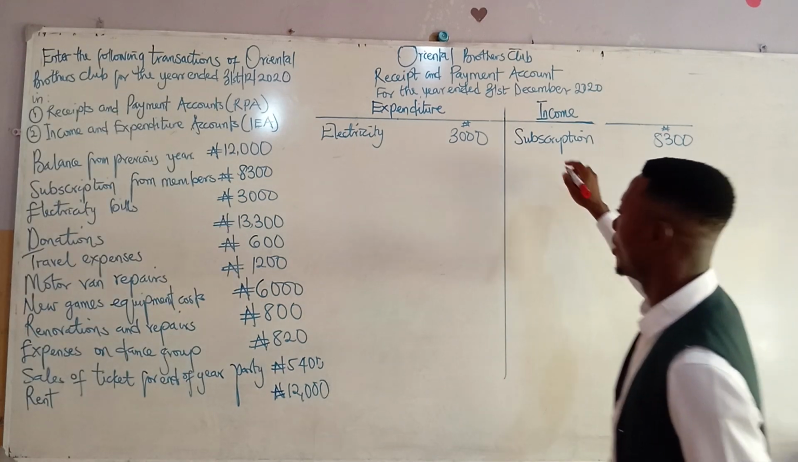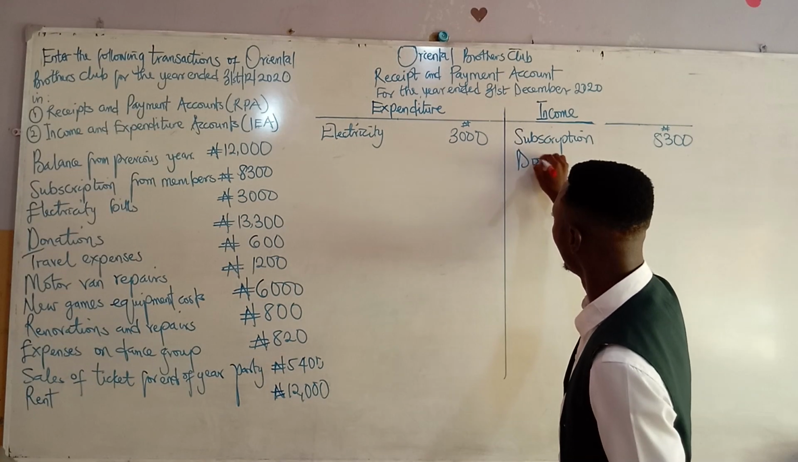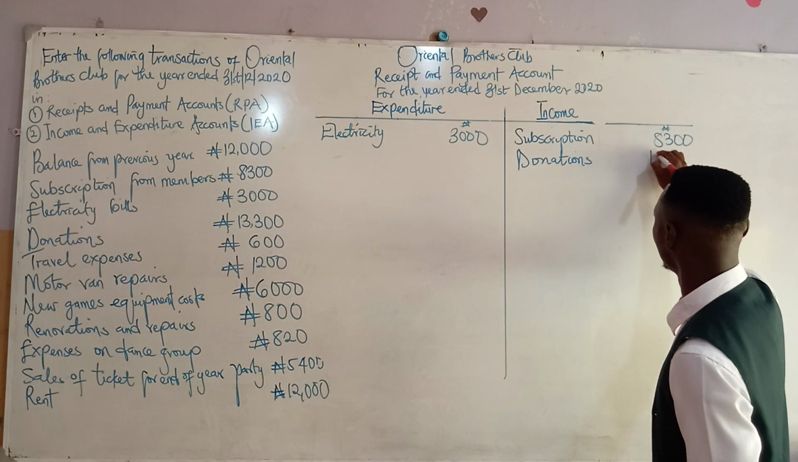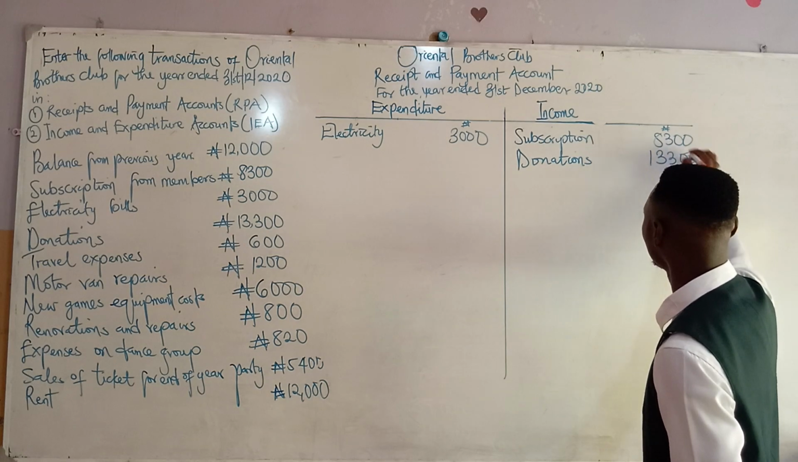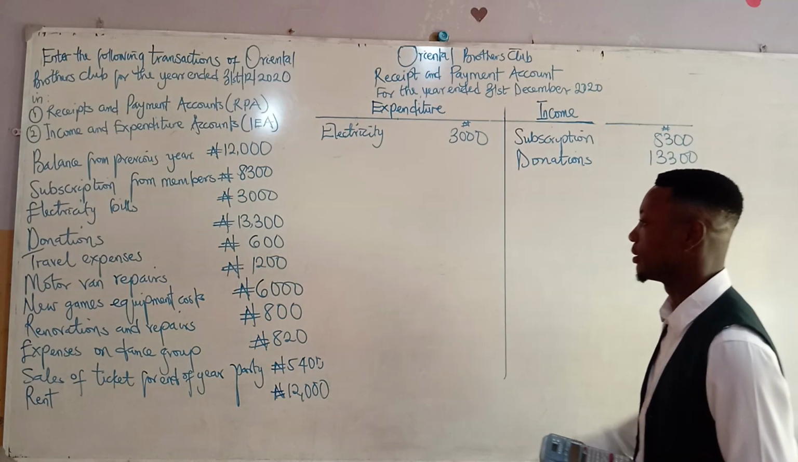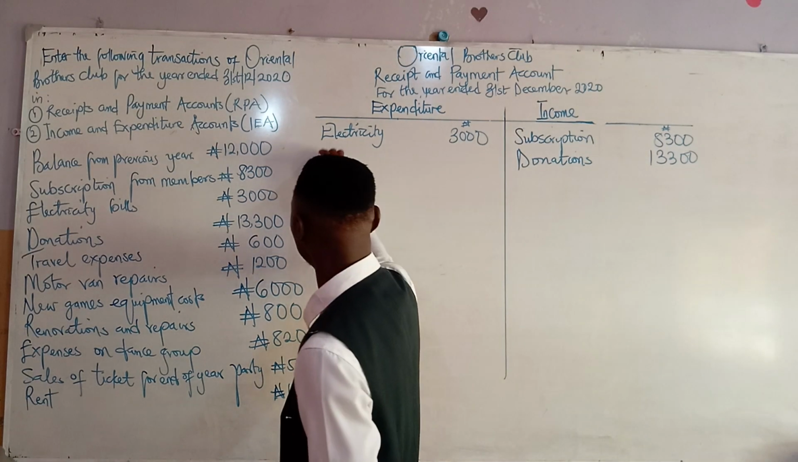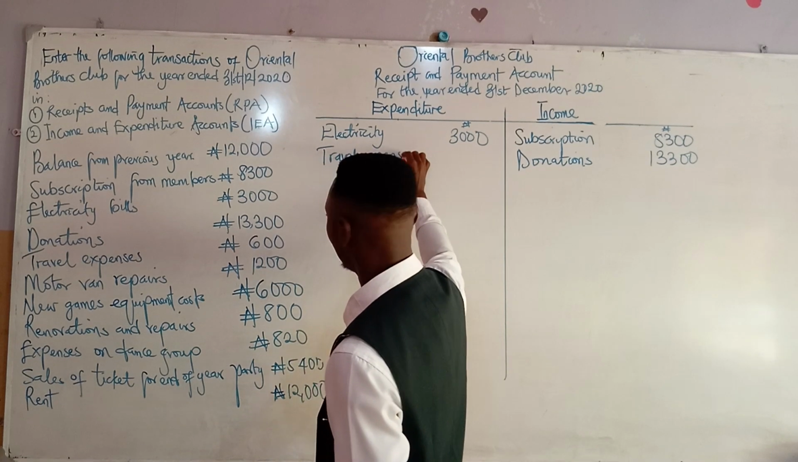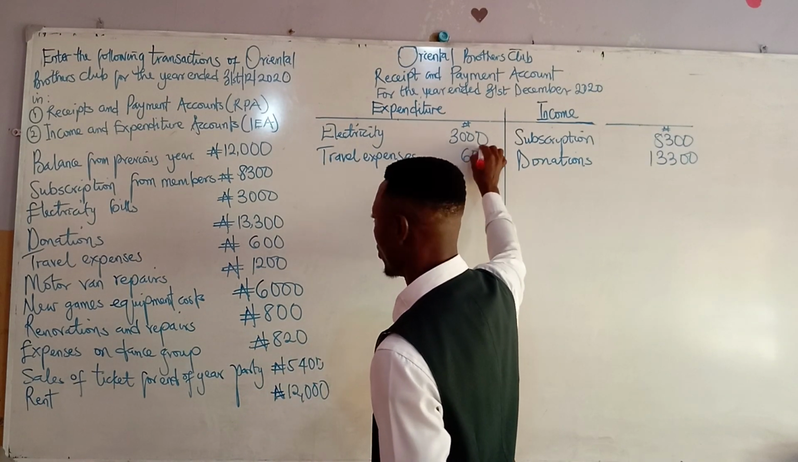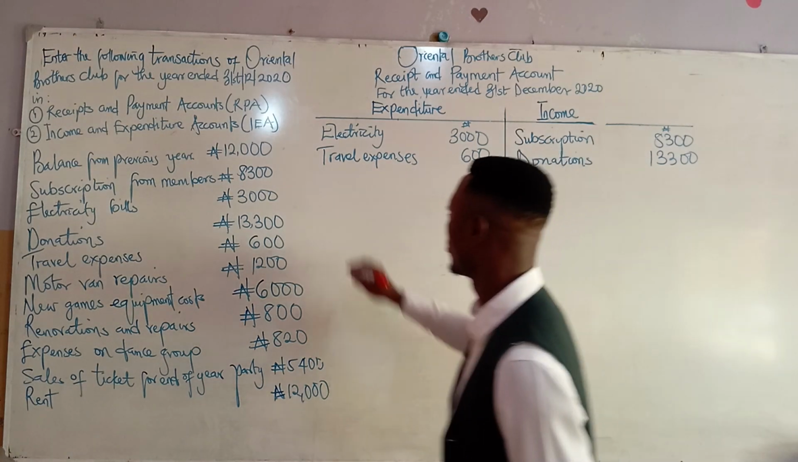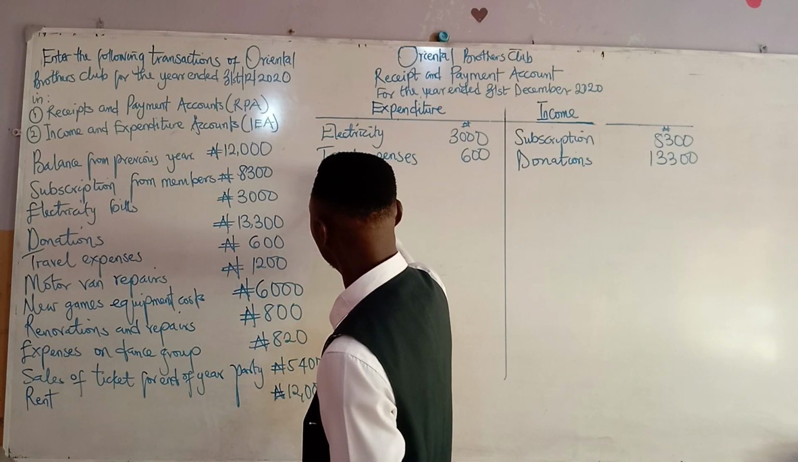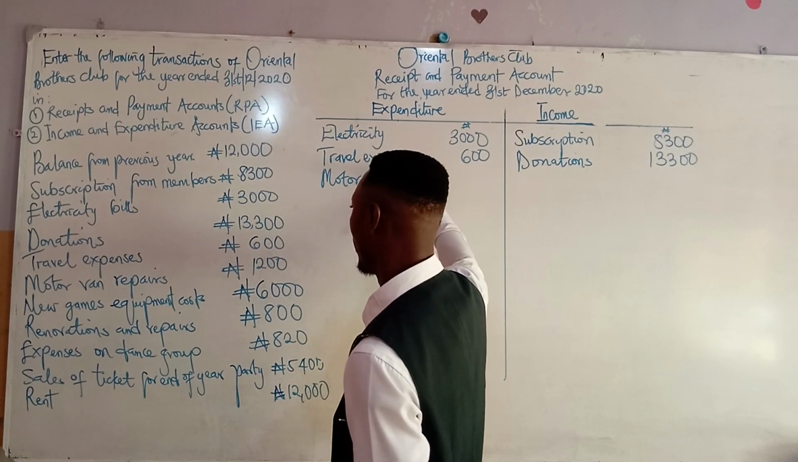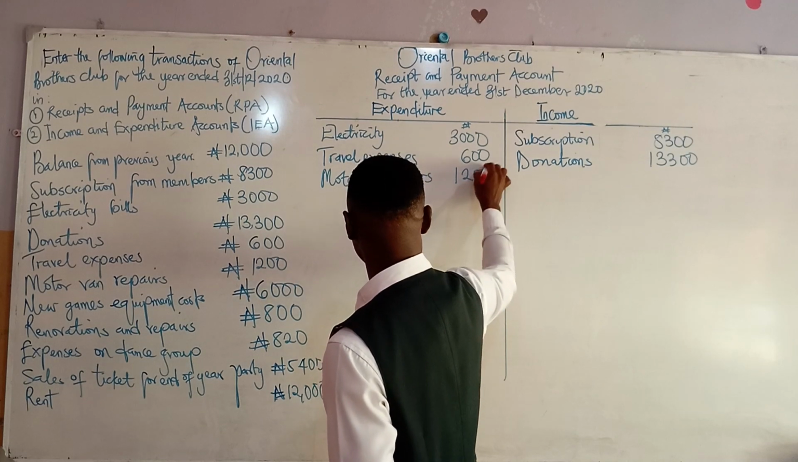Then we have donations. Donations from members increase the revenue. So we have donations, and donations is 13,300. Then we have travel expenses, which goes to our debit side, and our travel expenses is 600. Then we have motor van repairs. Motor van repairs is an expense. So we have motor van repairs, and that amounts to 1,200.